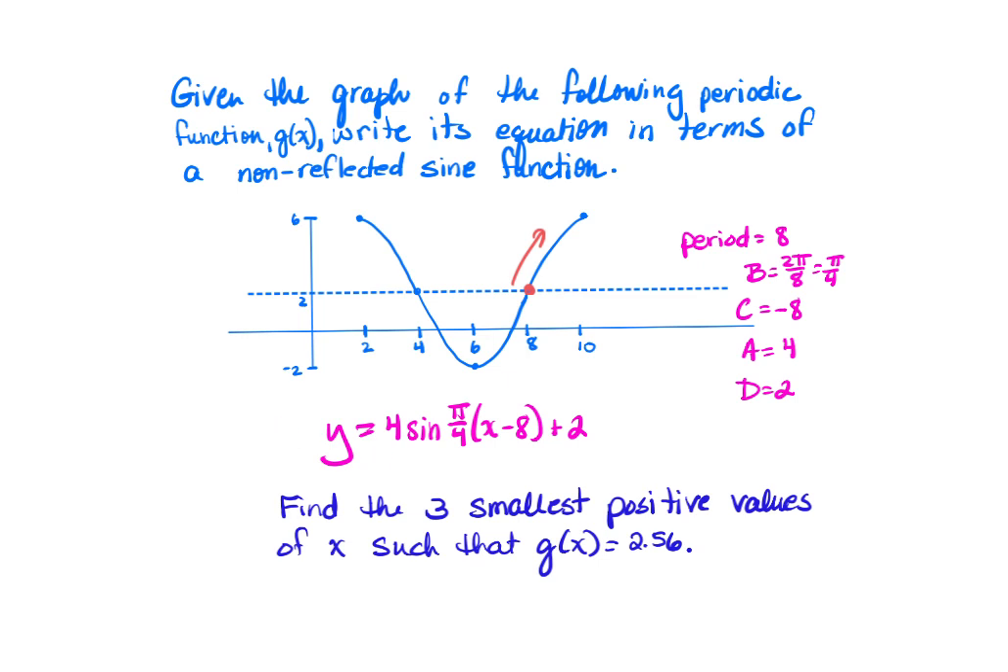The next thing I want to do is use this equation to find the 3 smallest positive values of x, such that g of x is 2.56. So set this equal to 2.56, solve for x, find the 3 smallest positive values. Press pause on your video. When you're ready for the answer, press play again.